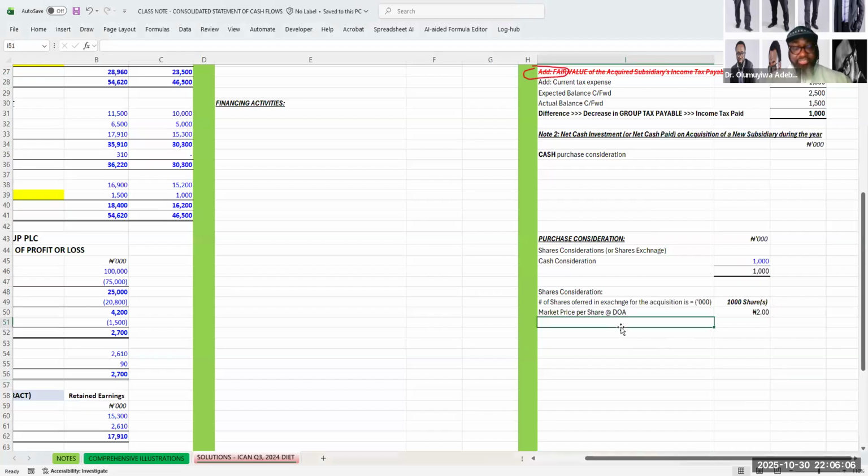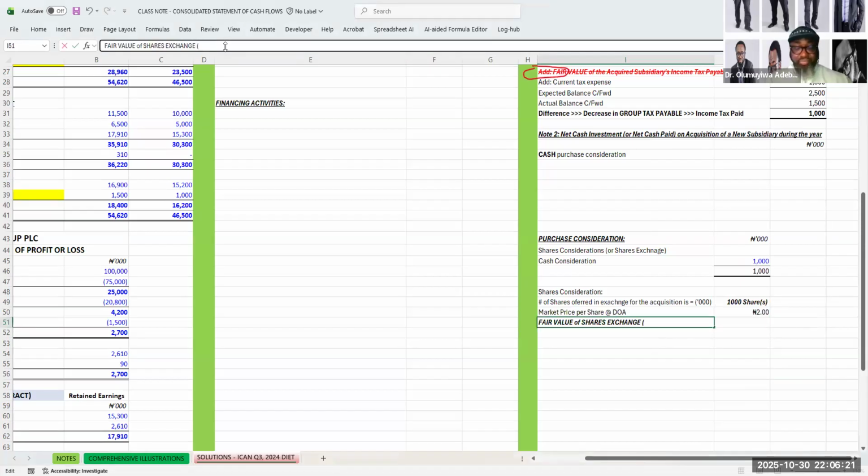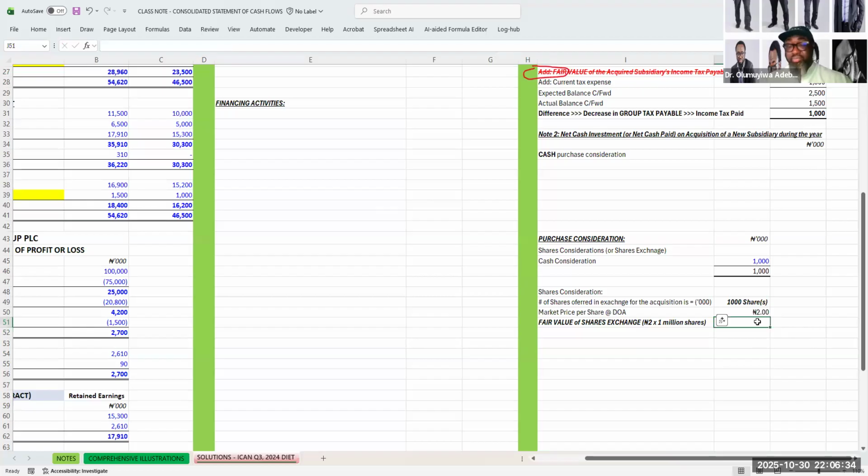Now, therefore, what is the fair value of shares consideration? The fair value is now the 1 million multiplied by 2 naira. And therefore, that is this multiplied by this. And that gives you this in naira.